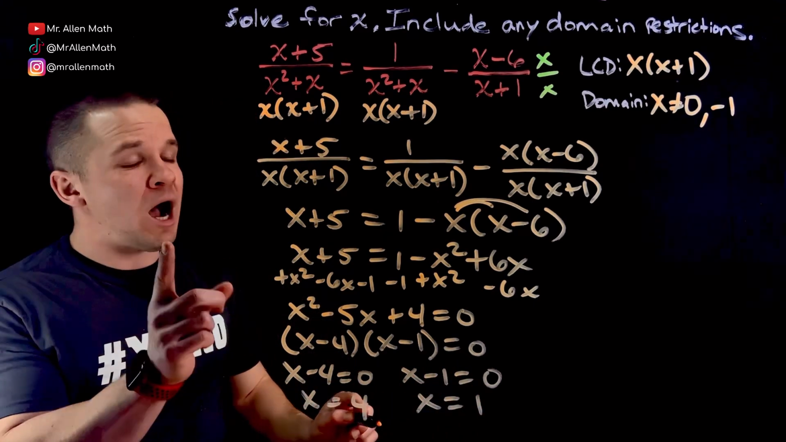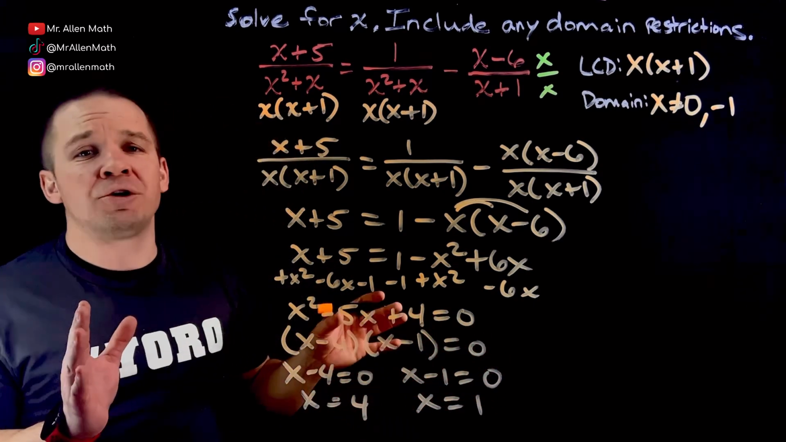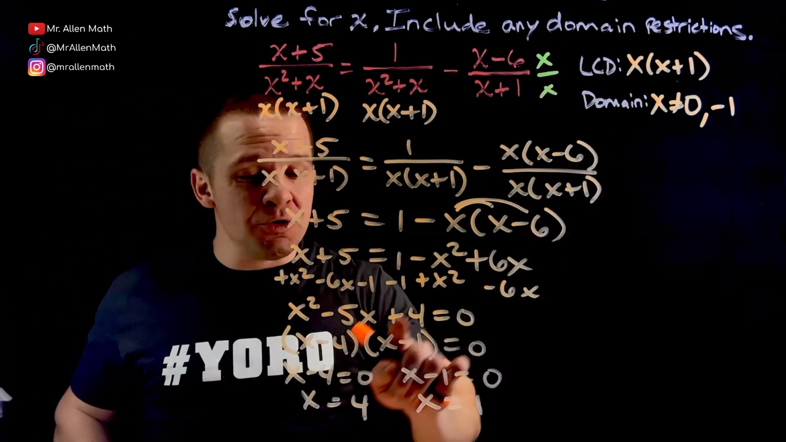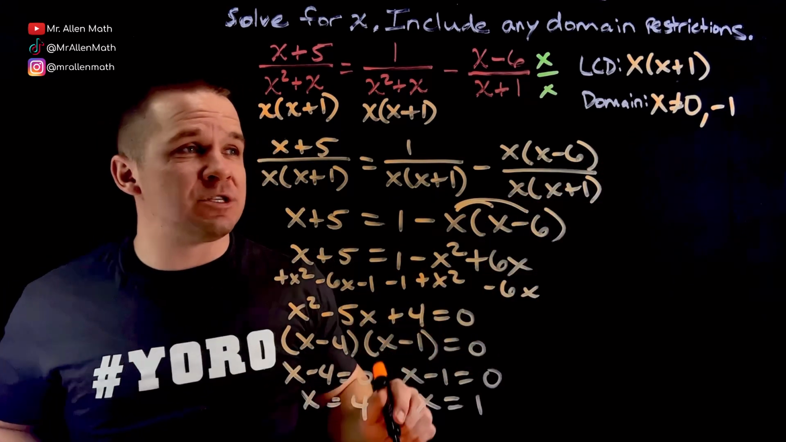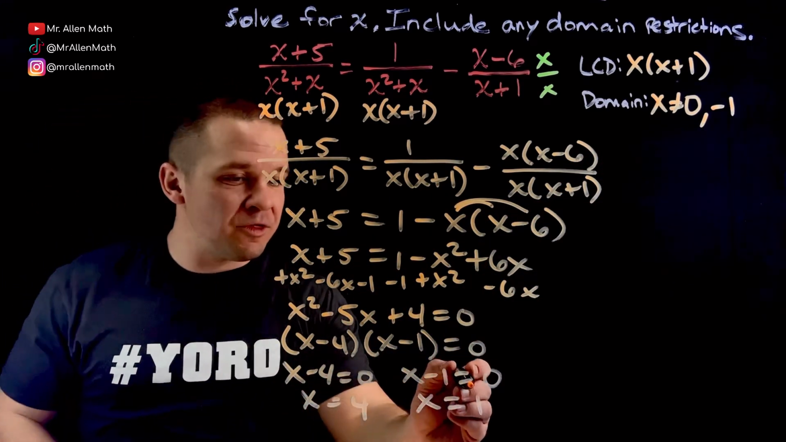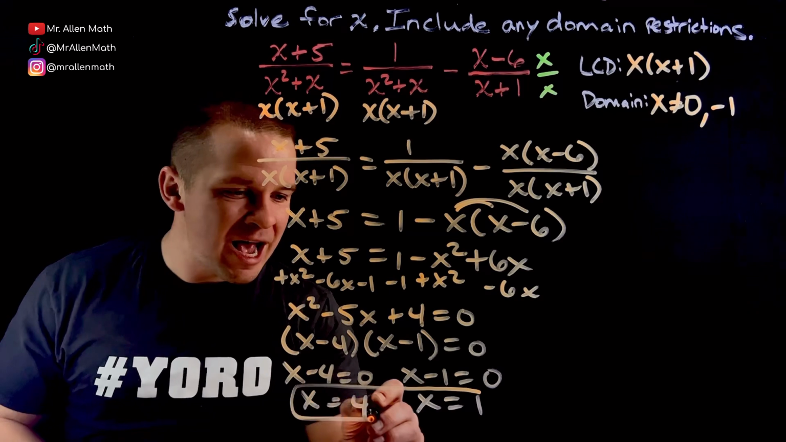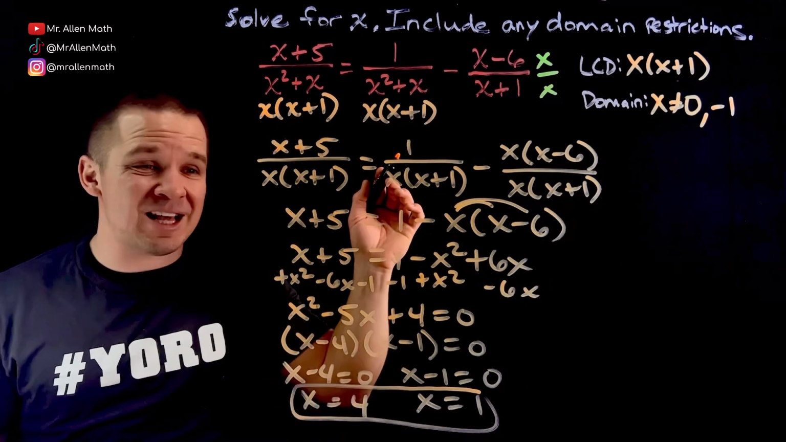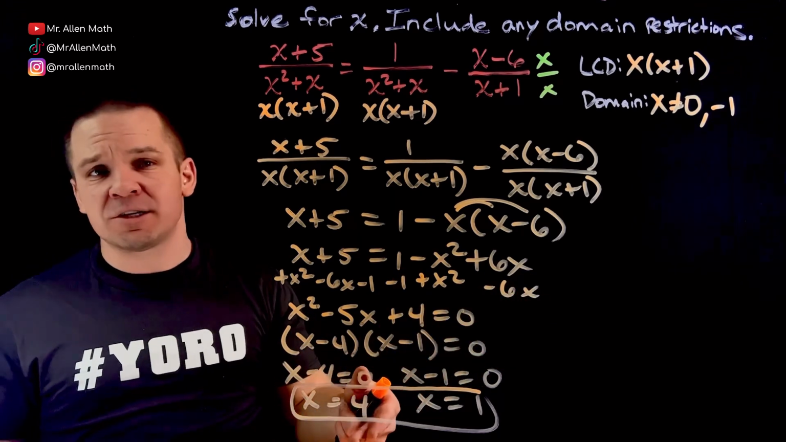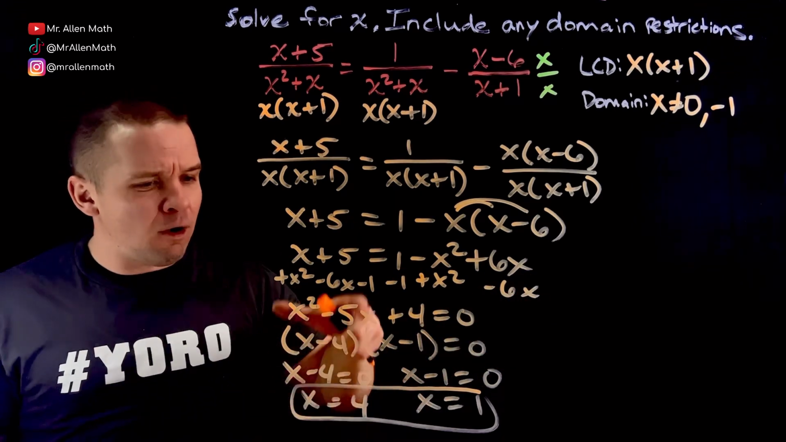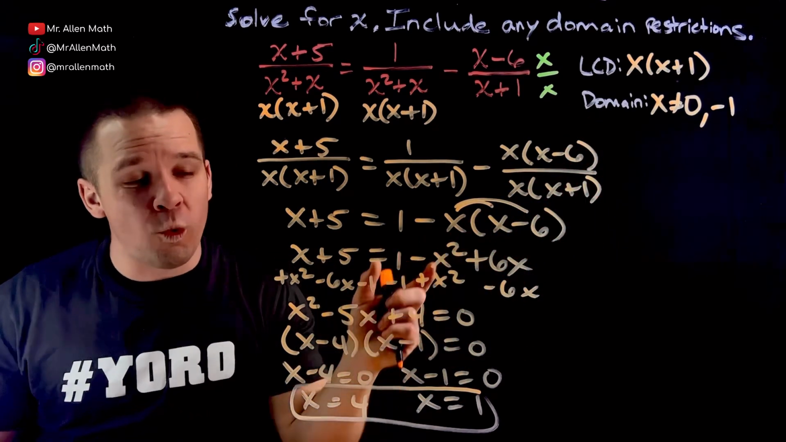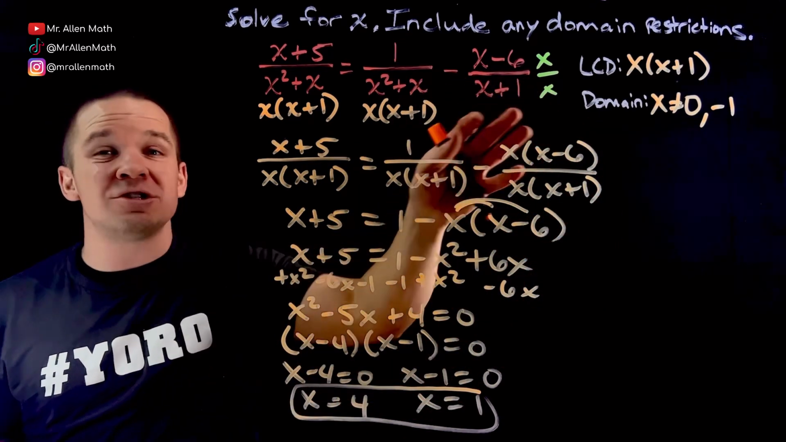Now before I go ahead and circle these and say we're good to go, I got to check my domain restrictions. Do either of these two solutions match those domain restrictions? No. So that means that these two are good to go. Had this been a negative 1, it would be considered an extraneous solution. We'd cross that out. We can even notate that it's extraneous if we're feeling bougie. So there we go. These are our two solutions. They don't match a domain restriction, so they will not cause the original equation to be undefined.